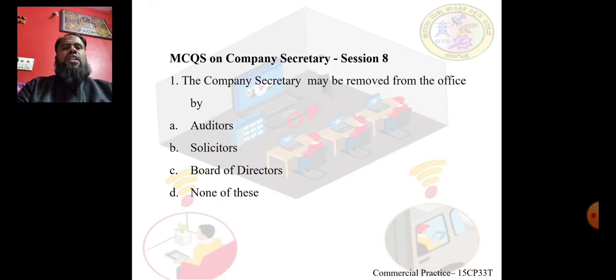The first question is, company secretary may be removed from the office by A. auditors, B. solicitors, C. board of directors, D. None of these. The answer for this question is C, that is the board of directors.